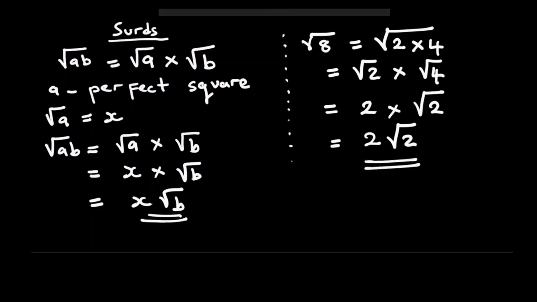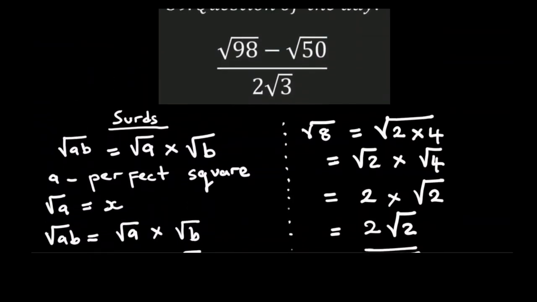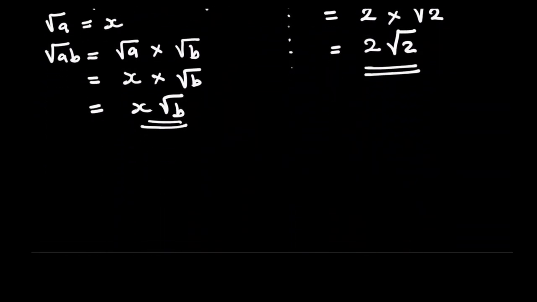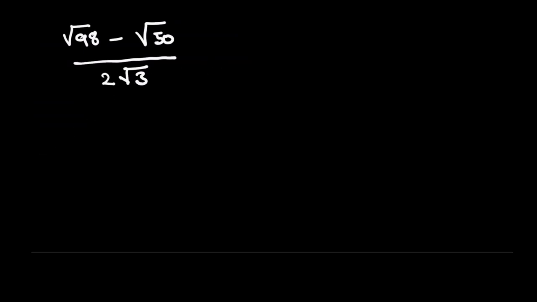Okay, having understood surds, we can apply them to our question. Square root of 98 minus square root of 50 over 2 root 3. We have to express 98 in surd form. How do we do that?